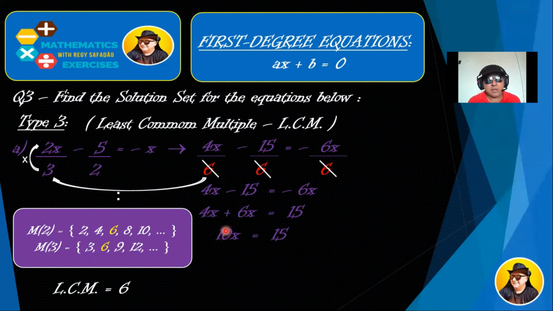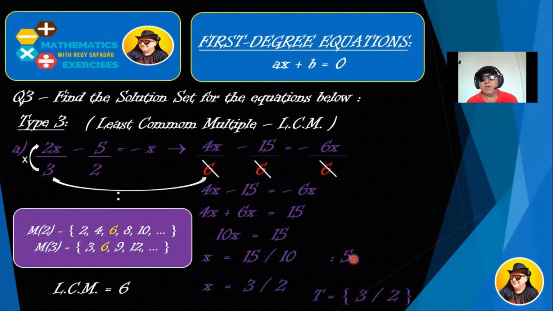Now this number 10 moves to the right side of the equation, dividing, because it is multiplying. Now I have that x is 15 over 10. And 15 over 10 cannot be divided exactly, but I can simplify the fraction by 5. So 15 divided by 5 is 3, and 10 divided by 5 is 2. So our result is 3 over 2. Our true set is 3 over 2.